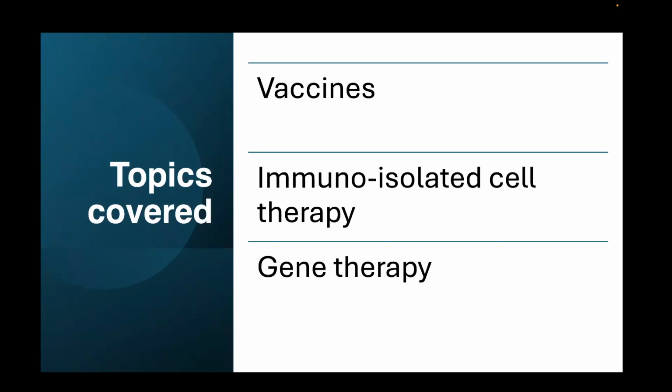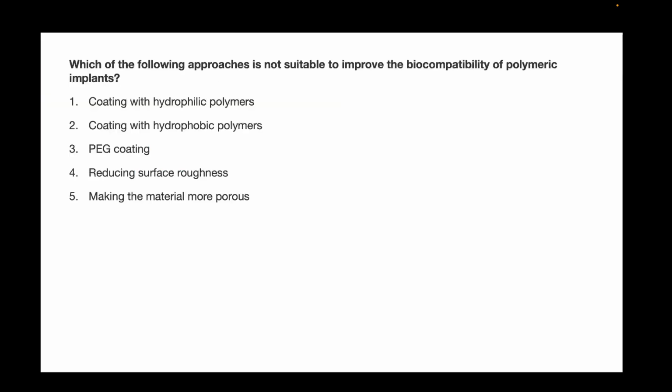So, based on these topics, we'll now see some previous year questions. Here is our first question. Which of the following approaches is not suitable to improve the biocompatibility of polymeric implants? The options are coating with hydrophilic polymers, coating with hydrophobic polymers, PEG coating, reducing surface roughness, or making the material more porous.